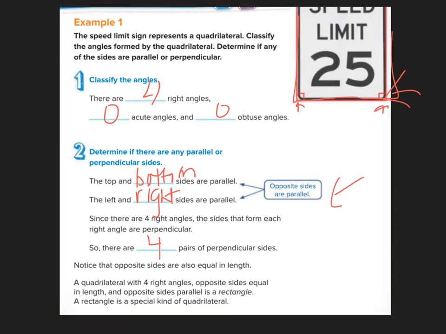Notice that the opposite sides are also equal length. A quadrilateral with 4 right angles, opposite sides of equal length, and opposite sides parallel is called a rectangle. A rectangle is a special kind of quadrilateral.